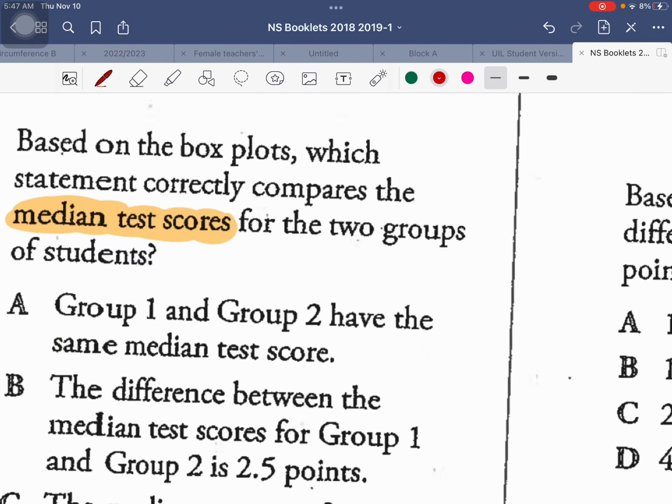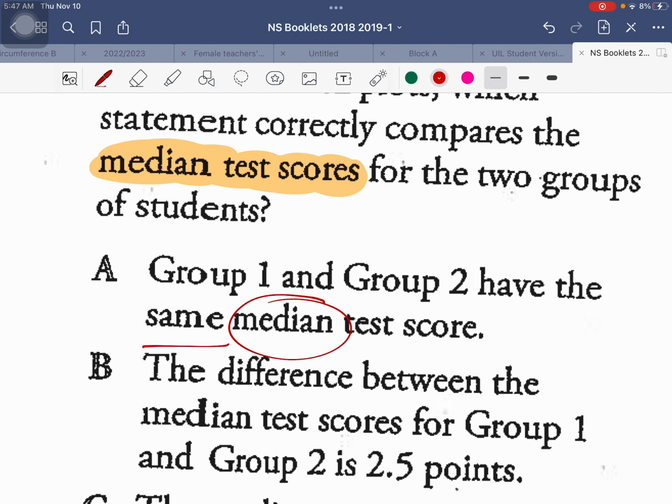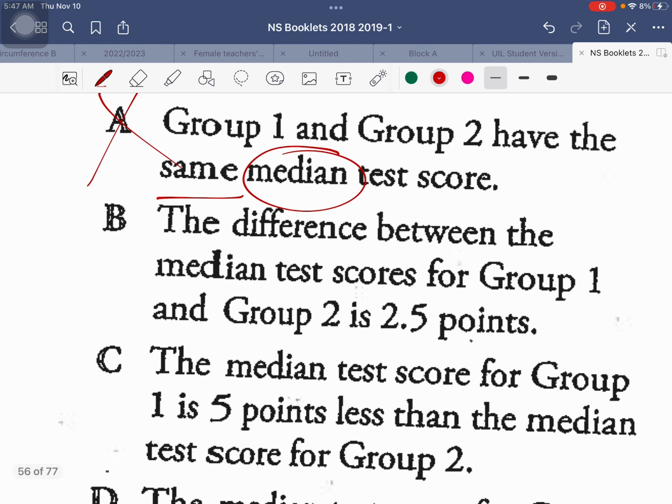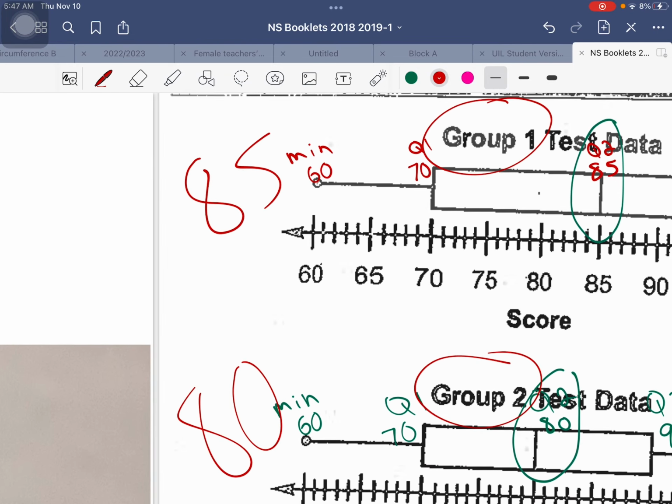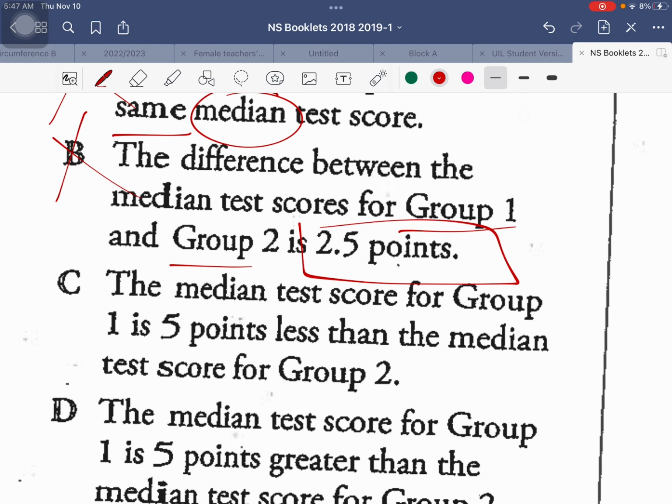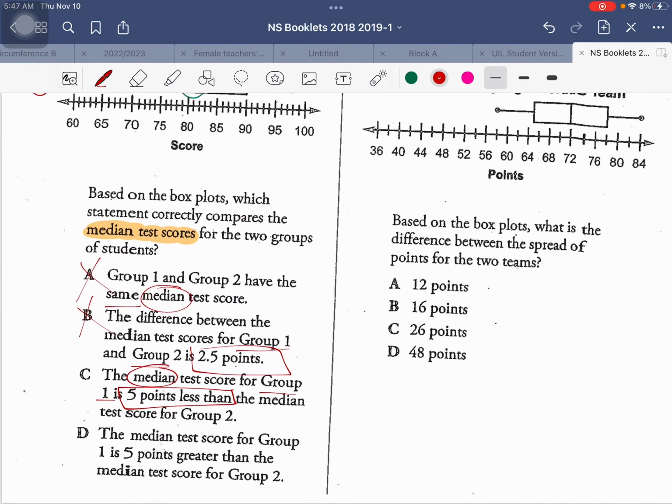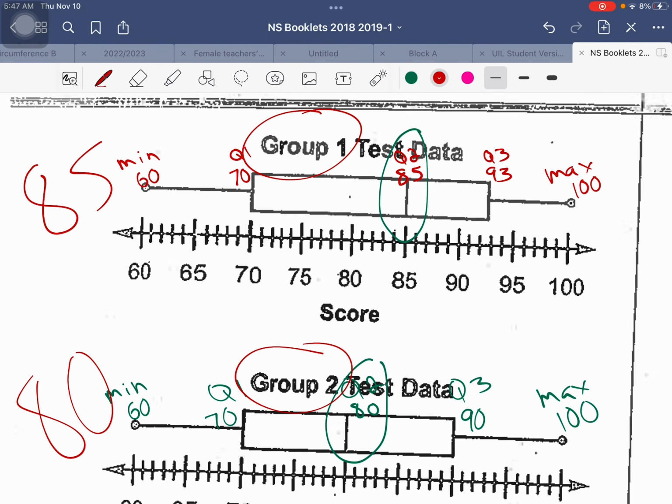Group 1 and Group 2 have the same median. No, pues no es cierto. That's not true. B, the difference between the median test scores for Group 1 and Group 2 is 2.5. Que nada que ver. If I subtract this, is 5. The median test score for Group 1 is 5 points less than the median test score for Group 2. So this one is saying the median for Group 1 is 5 less than, es más chiquito. It is smaller. So is Group 1 smaller than Group 2?